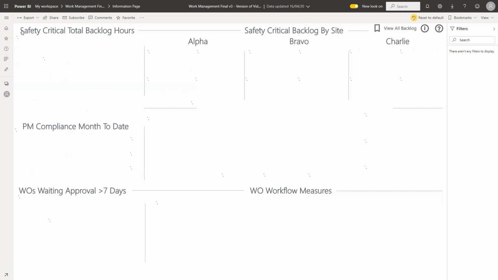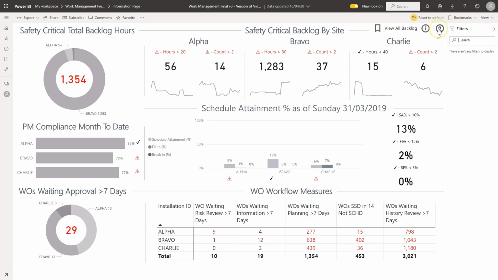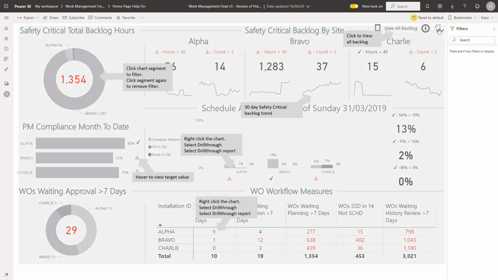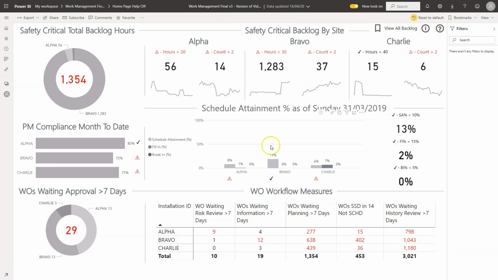And the other thing I've done is this help button here is an overlay. So that activates an overlay that gives you the opportunity to put some pointers in place that allows you to say what each one of these is. And then you just click on that to get rid of it again.